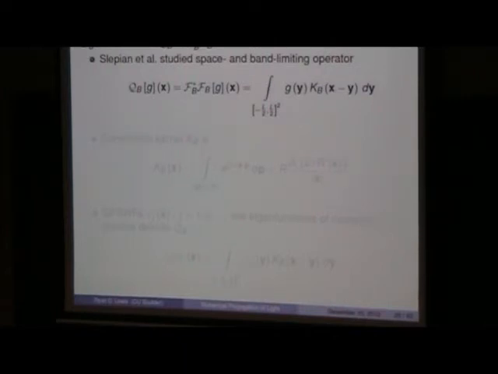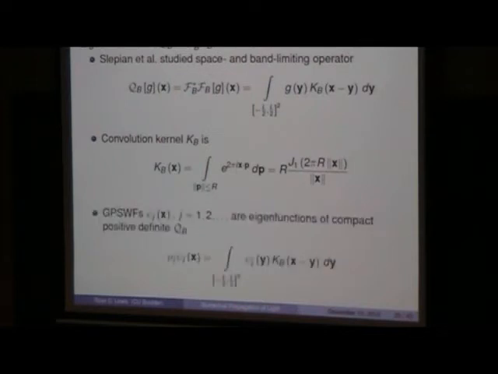It's an operator of convolution type, and the convolution kernel K is given by the inverse Fourier transform of the indicator function of the unit disk. It's given by this formula here, which just involves the Bessel function. And so the generalized prolates are the eigenfunctions of this operator Q. So the mu j is the eigenvalue, and the psi j is the associated eigenfunction.